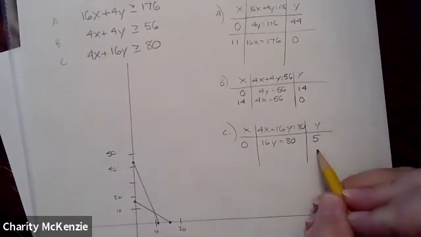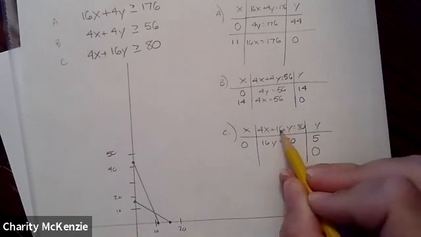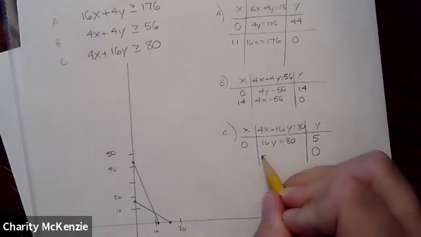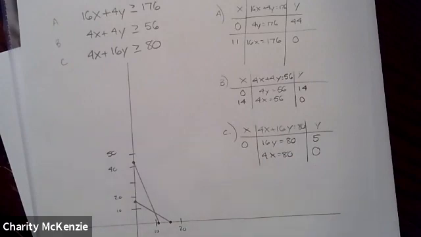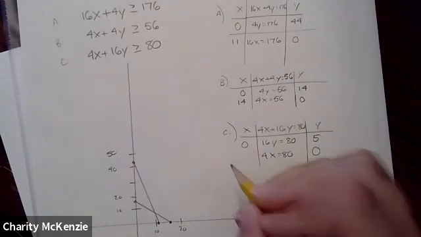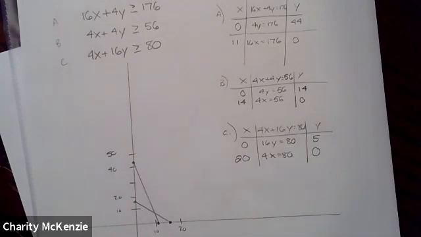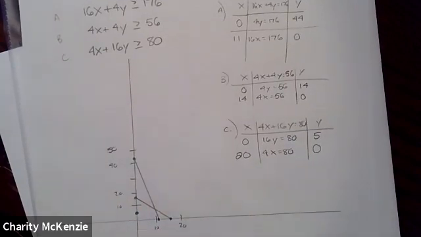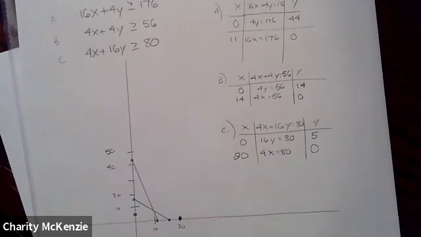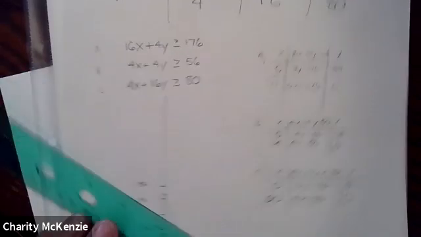And then the other way, 0 for y, that goes to 0. So I'd have 4x equals 80, and 80 divided by 4 is 20. So we have 20 here. So I have 0, 5 would be about right there, and 20, 0 is about there. And I'm going to draw the line between those.